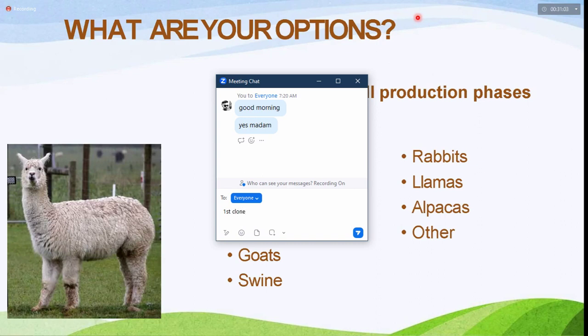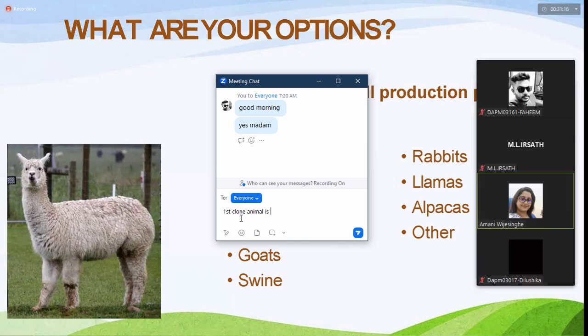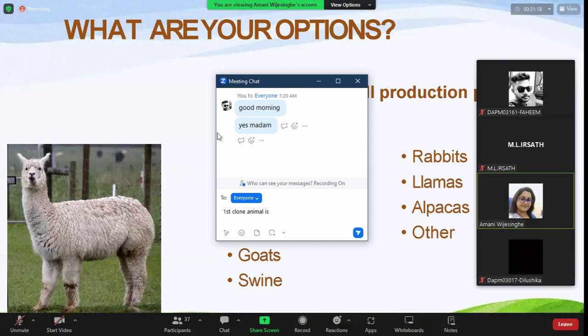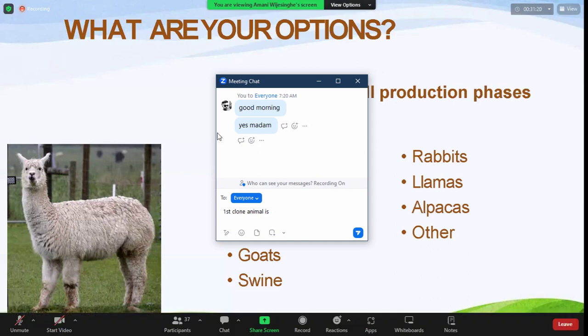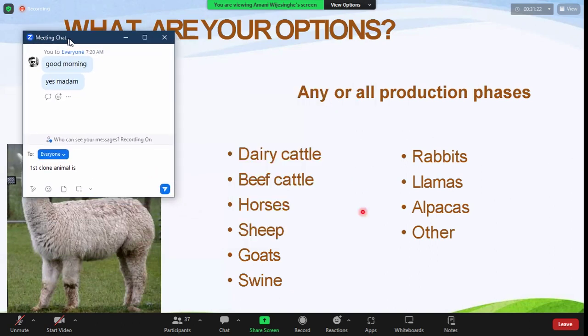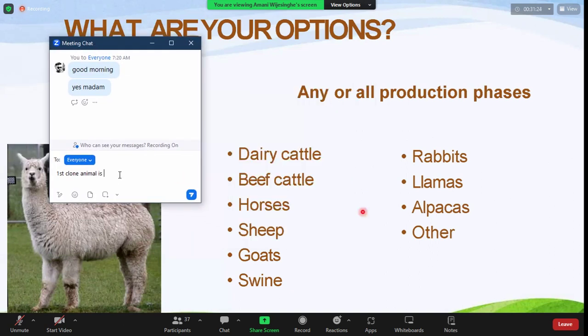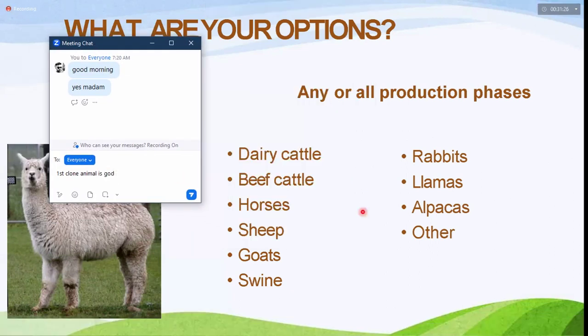Dairy cattle, beef cattle, horses, sheep, goats, swine. Who is the swine? Pigs, okay. Then, the first cloned animal is Dolly. Dolly was a sheep. Okay. Good. Thank you. Okay.